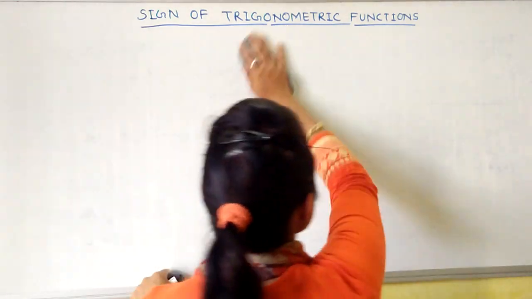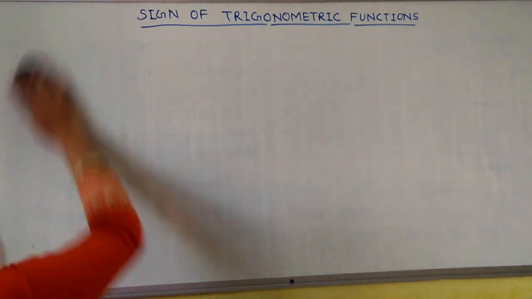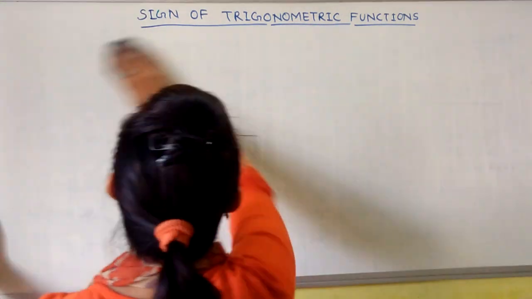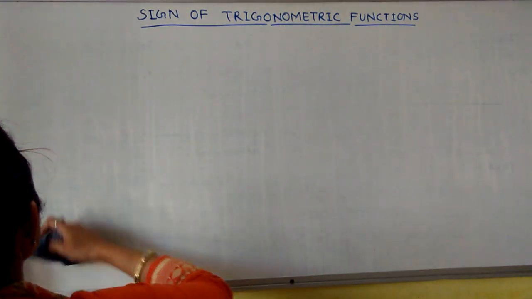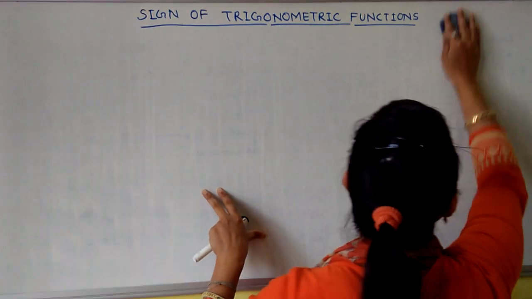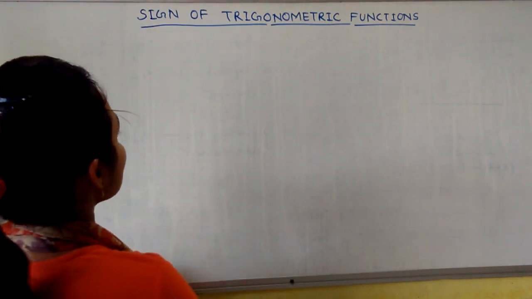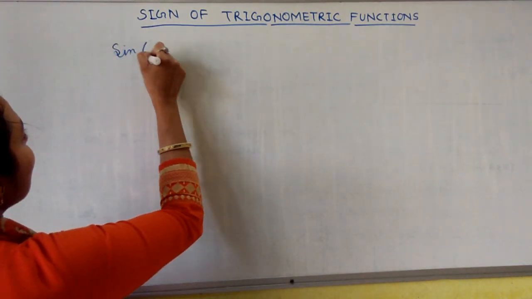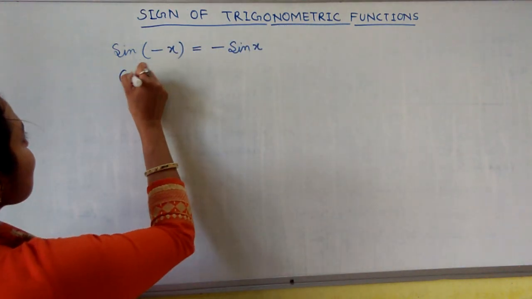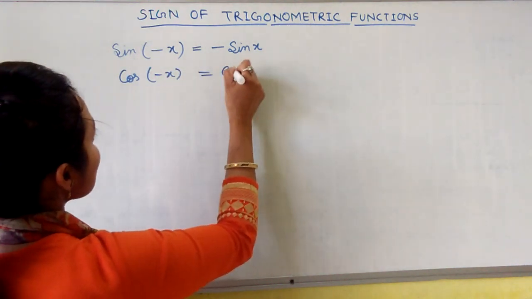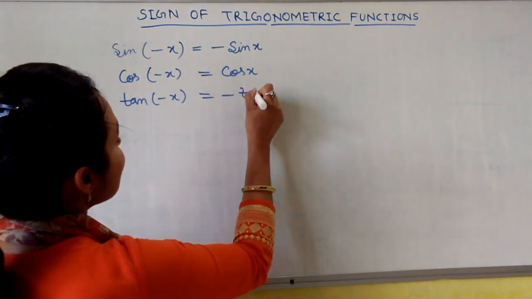Let's do this first, before starting the questions. We have to check the signs of sine negative x, cos negative x, and tan negative x. Similarly, the sign of the trigonometric ratios will also change according to their inverses. Sine minus x is always equal to minus sine x. Cos minus x is always equal to cos x. Tan minus x will be equal to minus tan x.